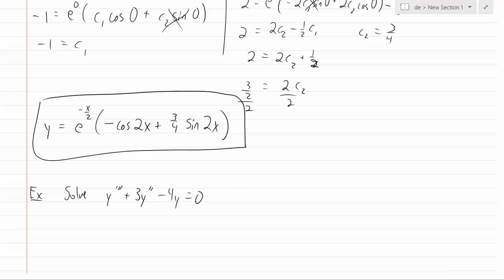The y triple prime there gives me m cubed, and then the y double prime gives me m squared. I don't have a y prime, and then I have minus 4 because of the minus 4y equals 0. So we have to figure out a way to factor that.